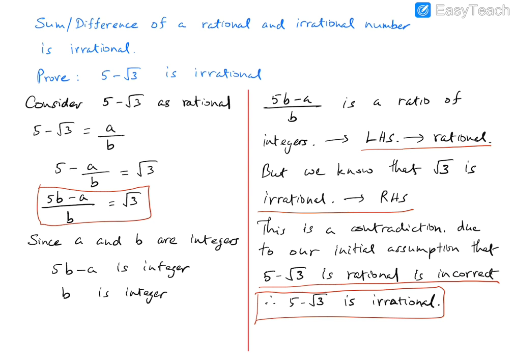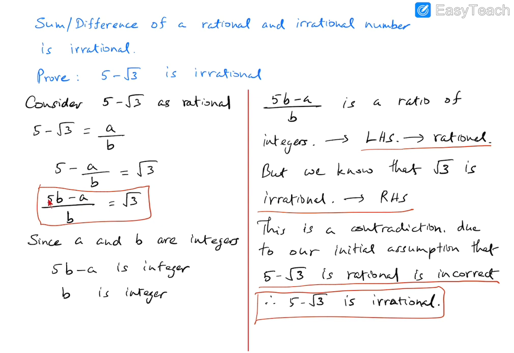So that's another example of proving irrationality. In this case, we have taken an example of the sum or difference of a rational and an irrational number. Here it's the difference. 5 is a rational number and square root of 3 is an irrational number. So we have a difference of a rational number and an irrational number. Instead of minus, if we had plus, it would be the sum.